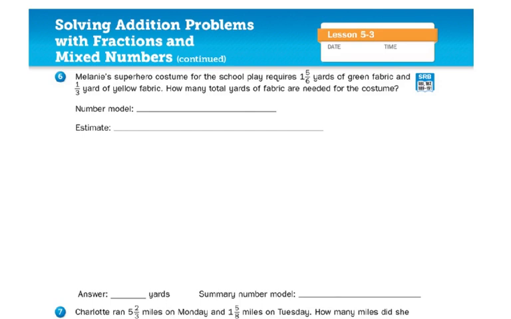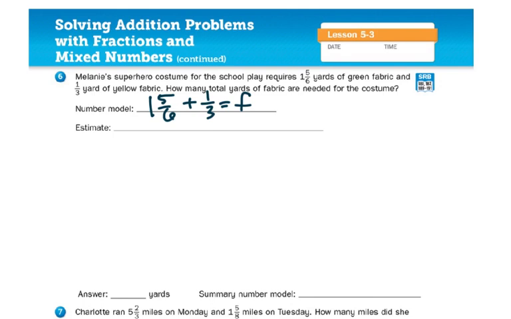Number 6. Melanie's superhero costume for the school play requires 1 5/6 yards of green fabric and 1/3 yard of yellow fabric. How many total yards, so we're going to be adding when we're trying to find the total number, of fabric are needed for the costume? I'm going to take 1 5/6 plus 1/3 to get F for fabric, the unknown.